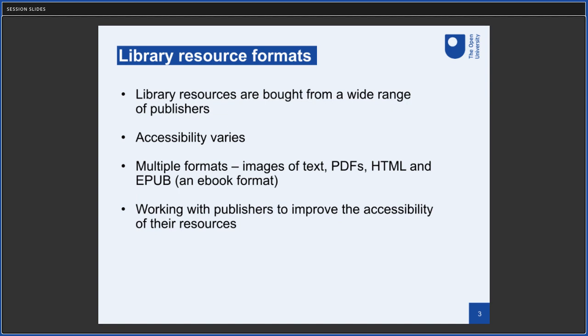The library does liaise with publishers over accessibility of their resources, so if you have any feedback or comments, please let us know by getting in touch via the Library Help Desk. We can forward the feedback on and work with publishers to improve the accessibility of their resources. We're now going to focus on each of the resource types in more detail.